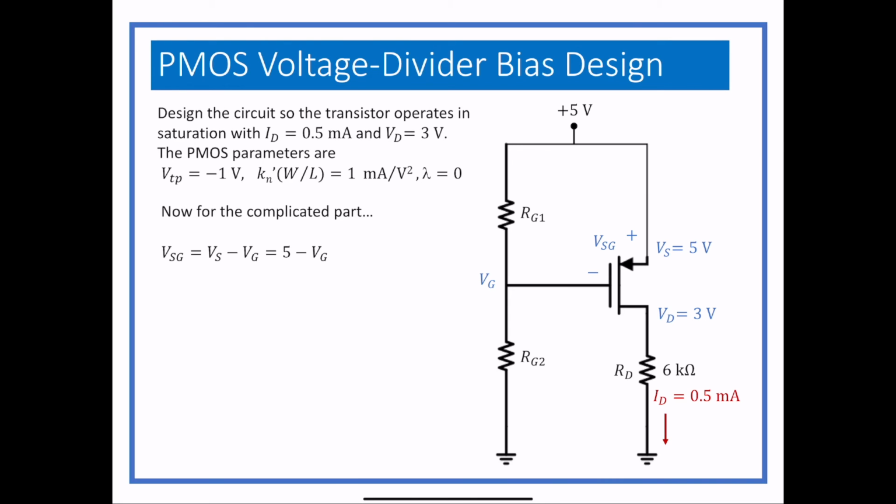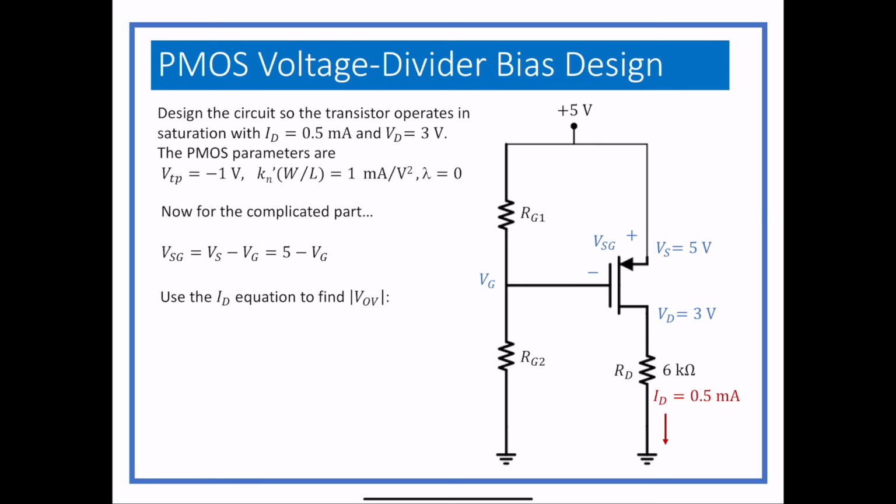And in order to start, and this is always where it's hard to know where to start, the first thing we need to find is the overdrive voltage, because that has within it the source to gate voltage, and we know the threshold voltage. So we need to find that first. And oftentimes with these types of problems, that's what you'll need to find.